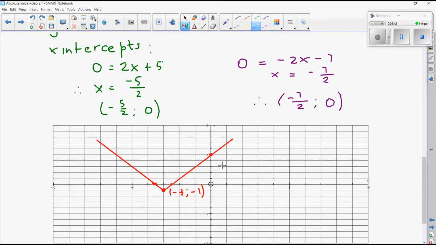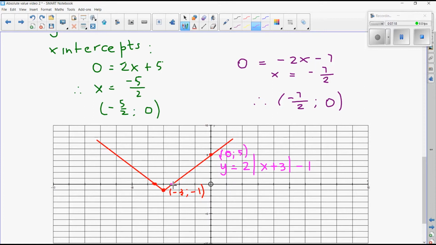Right, so this is the graph. We have the graph of y equals 2 times the absolute value of x plus 3, minus 1. And remember, always label your salient point, label your intercepts, so the x-intercepts and the y-intercepts. Let me start with the y-intercept. When x is 0, y is positive 5.